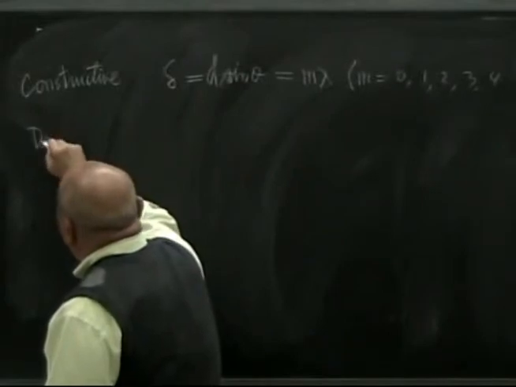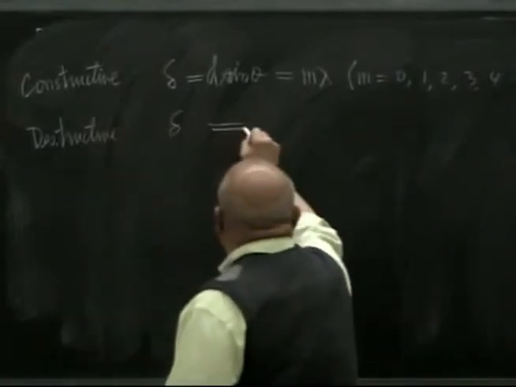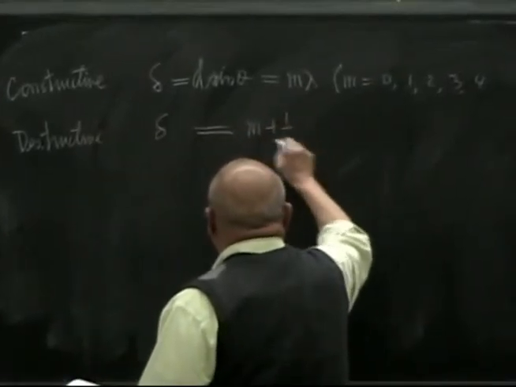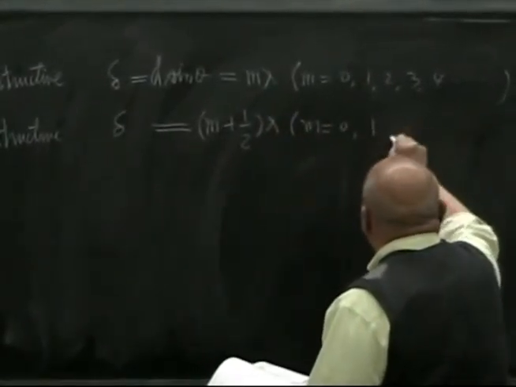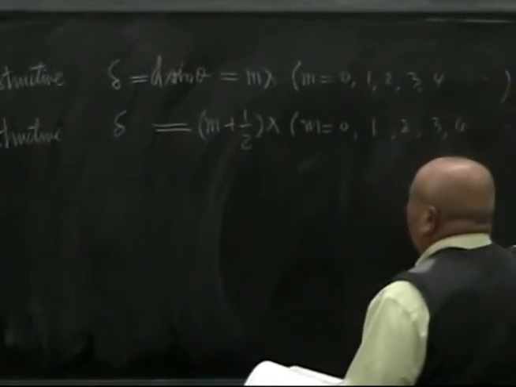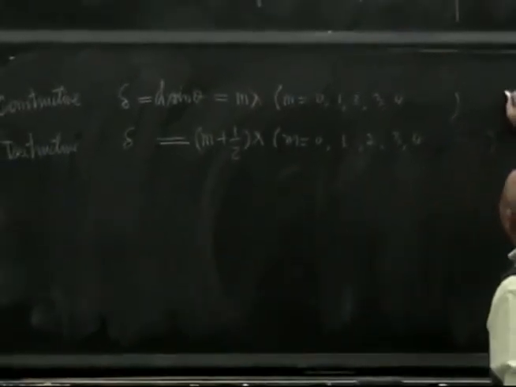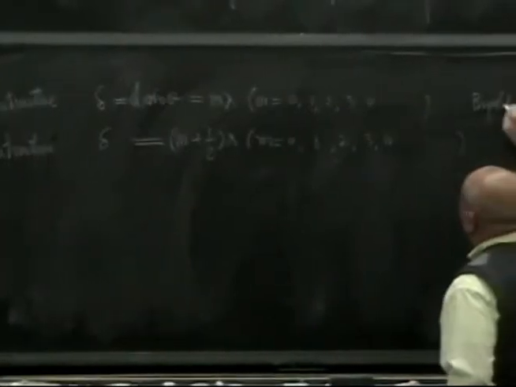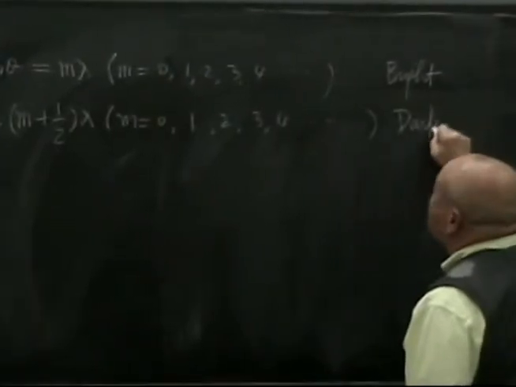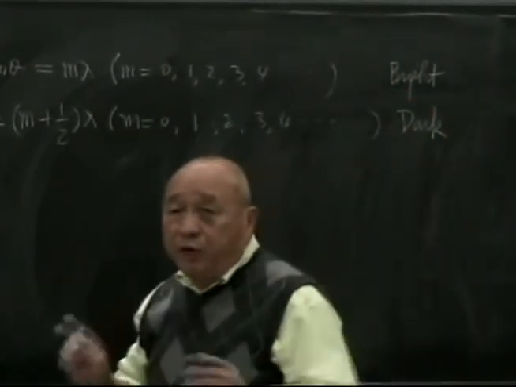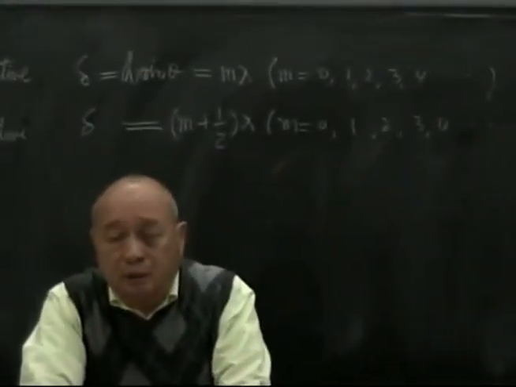If delta is equal to what we call m plus 1/2 lambda, where m equals 0, 1, 2, 3, 4, and so on, that gives us dark fringes. When it is constructive, it gives us bright fringes. When it is destructive, it gives us dark fringes. So on the screen, you will see bright and dark fringes.